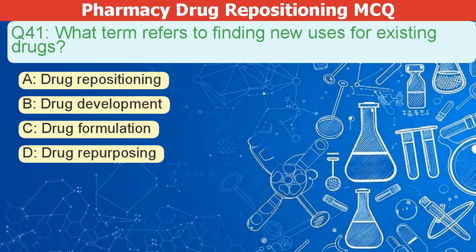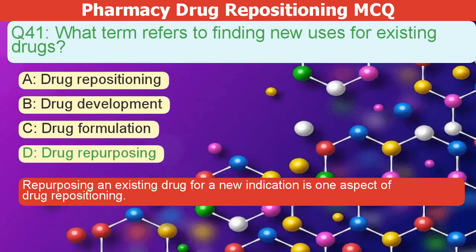What term refers to finding new uses for existing drugs? A. Drug repositioning. B. Drug development. C. Drug formulation. D. Drug repurposing. The correct answer is D. Repurposing an existing drug for a new indication is one aspect of drug repositioning.